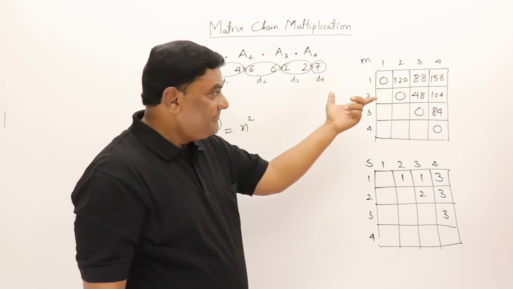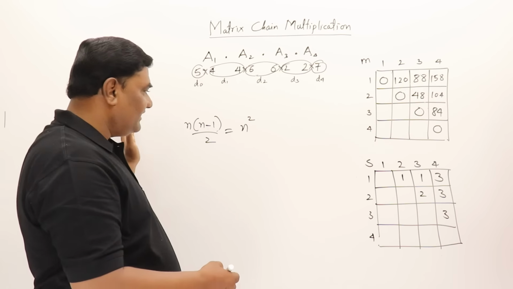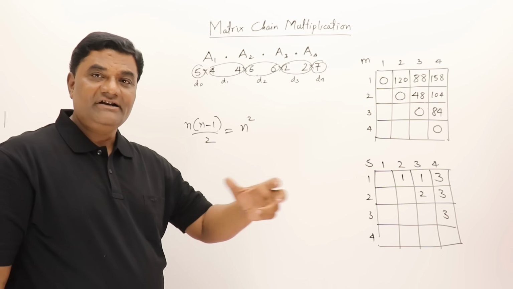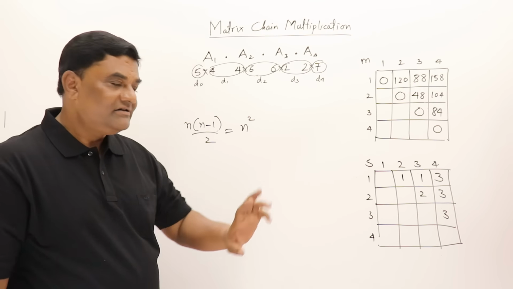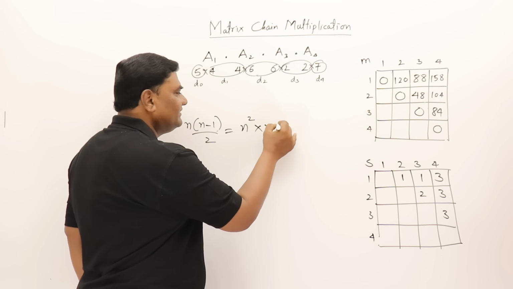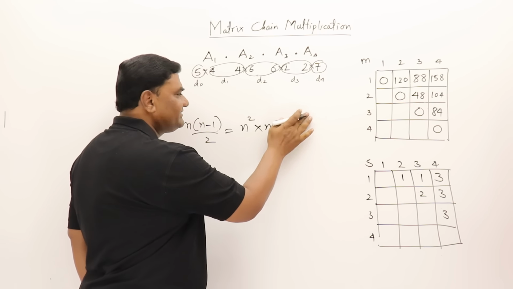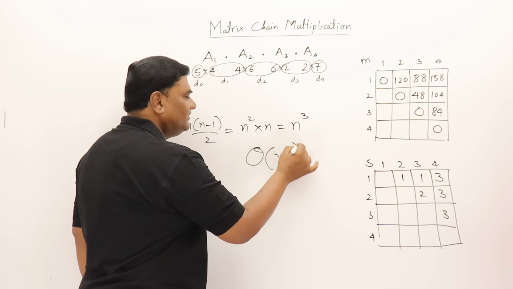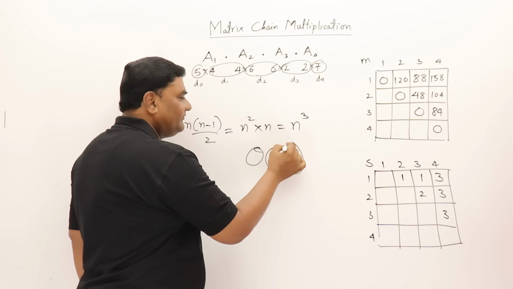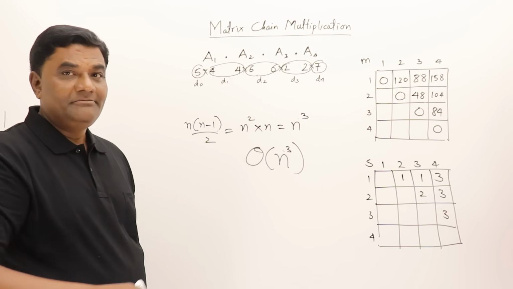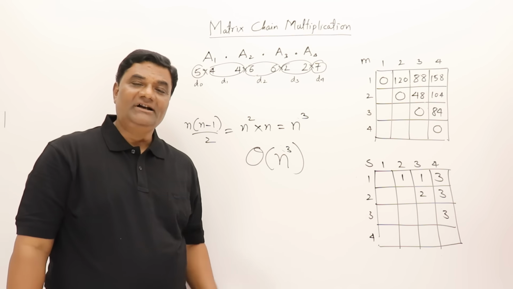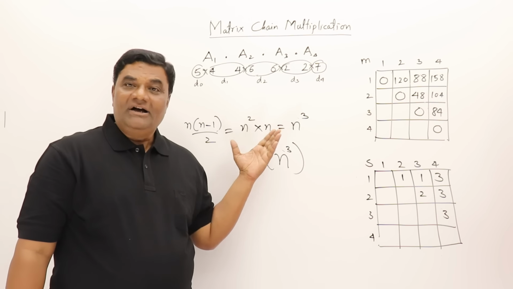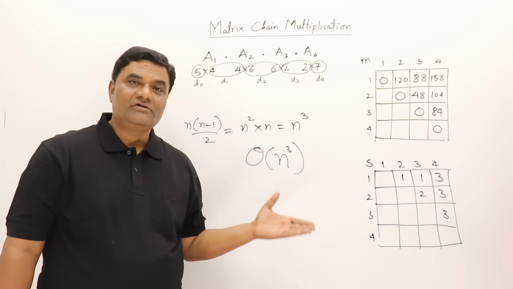But how are we getting each element? We are calculating all and finding the minimum. So how much time does it take? At most n. So this is into n. So the time complexity of this one is n cube. So this is theta of n cube. So the time complexity for matrix chain multiplication is n cube. Multiplying the matrices is also n cube, and solving the parenthesization problem of matrices is also n cube.